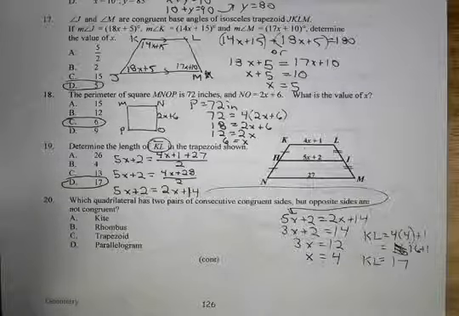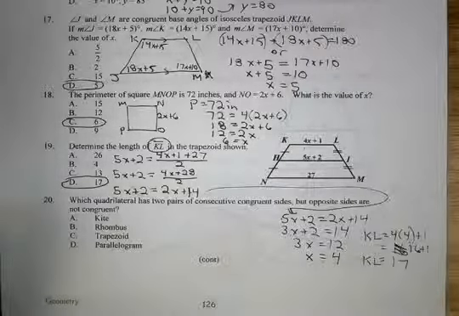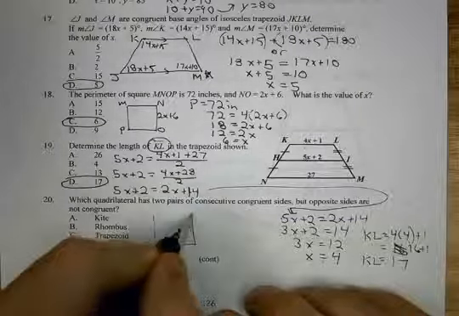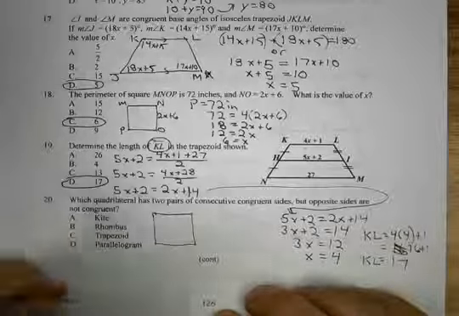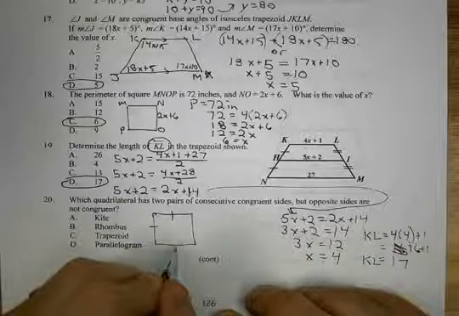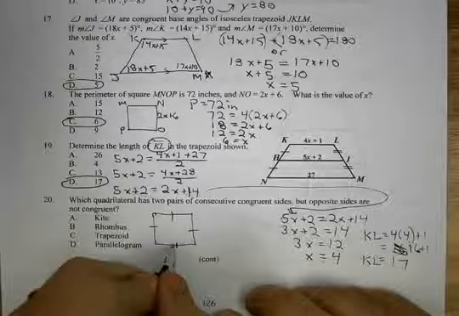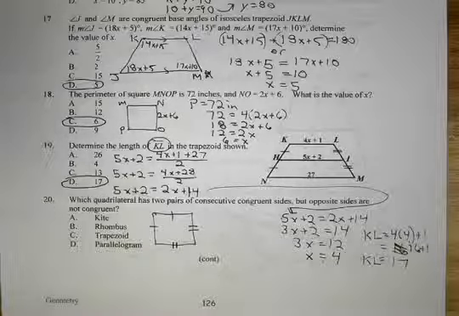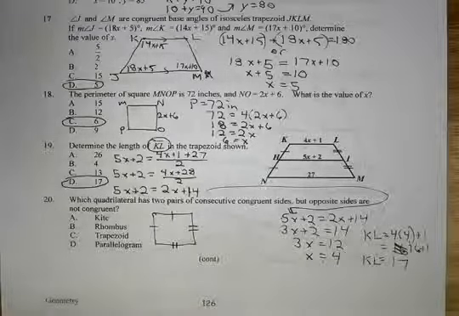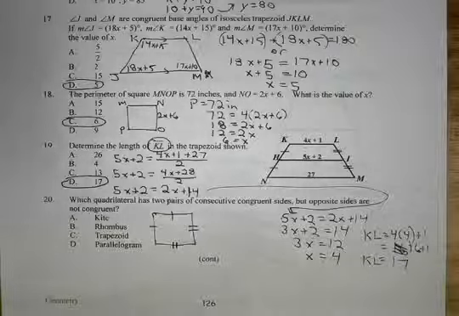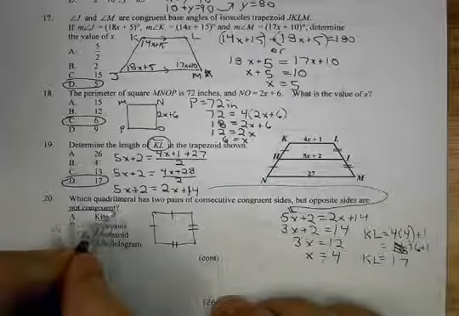Okay, number 20, which quadrilateral has two pairs of consecutive congruent sides but opposite sides are not congruent? So if I draw just a general quadrilateral, two pairs of consecutive congruent sides, so that could be those two and these two, but opposite sides are not congruent. It means I'm going to make it look like that. Now we only have one shape that works, and that would be a kite. A kite has two pairs of consecutive congruent sides, but again, those opposite sides are not congruent. Goes back to our definition for a kite, so it would be A.